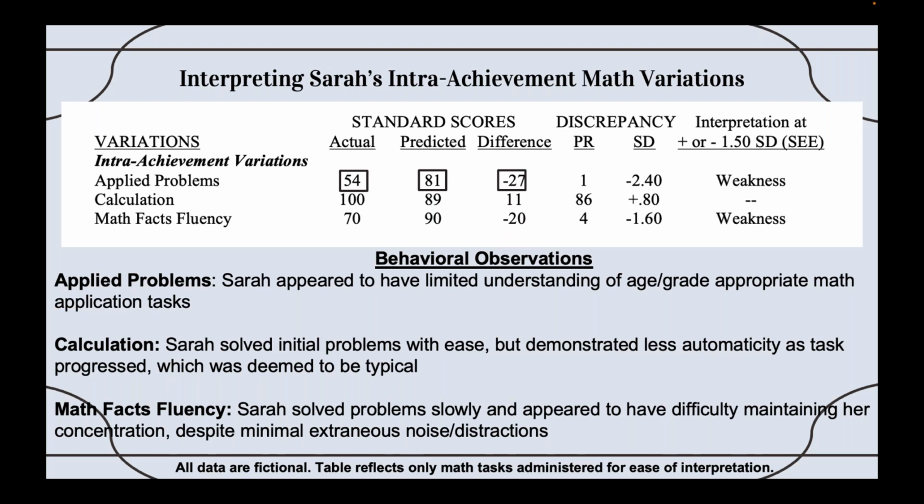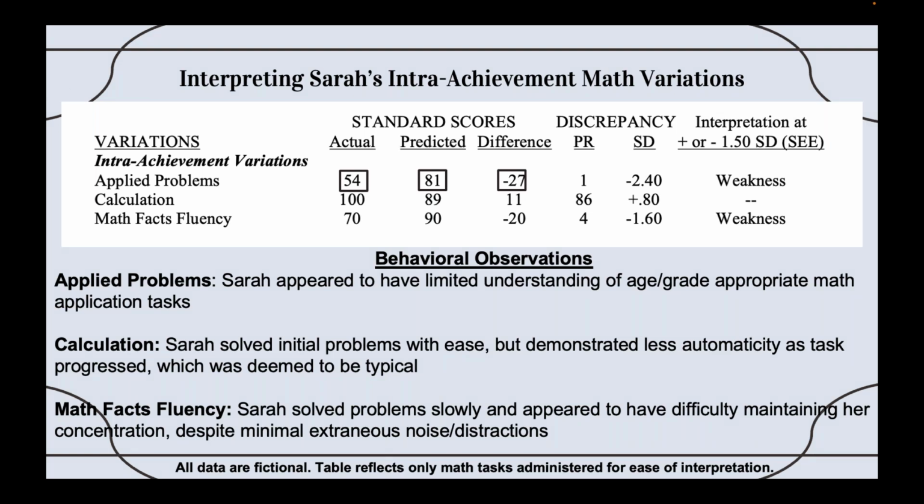And we can verify that by looking at the difference score. That difference score is the difference between Sarah's actual standard score and her predicted standard score. So if we say 54 minus 81, we would obtain that negative 27 that you see listed there as the difference standard score. Another way to think of this is that Sarah's performance on applied problems was 27 standard score points below the score that she was predicted to demonstrate.